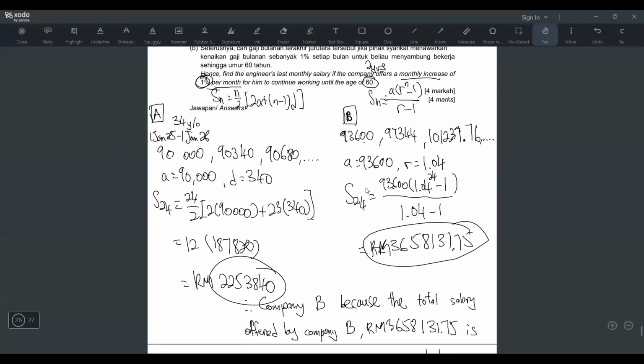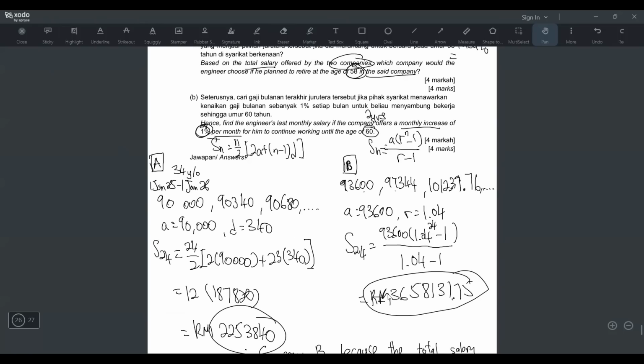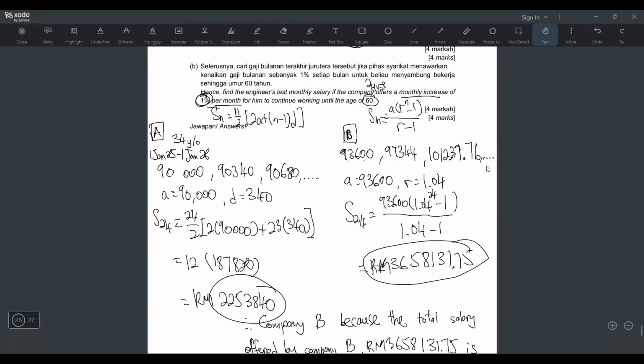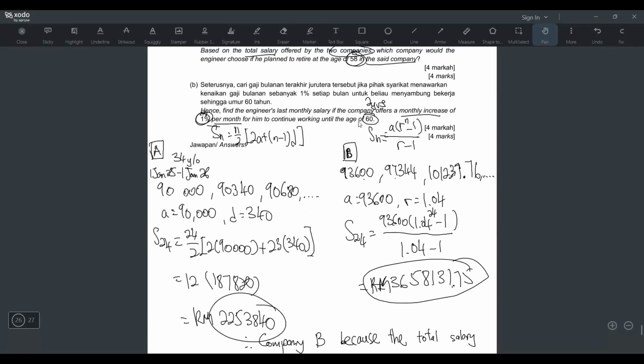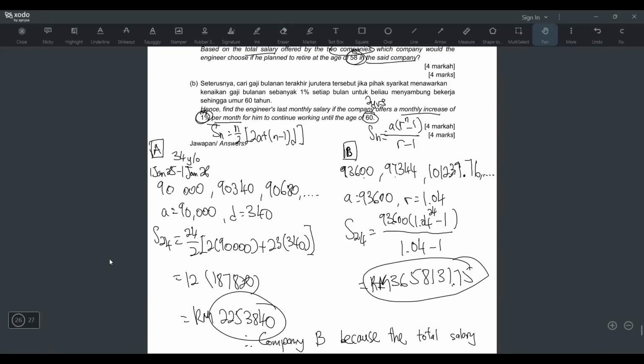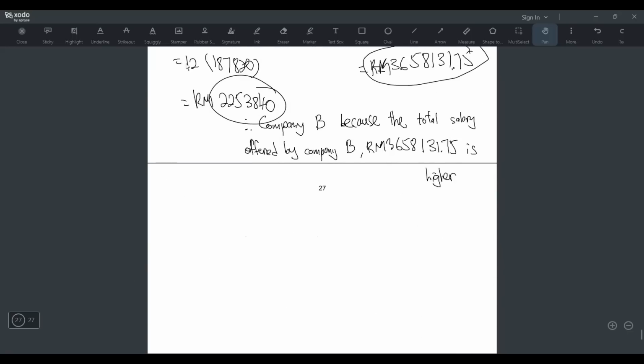Because 24 is when he stopped working. 24 is when he retires, right? That's why when we do A, we find S24, because the 24th year is the last year, when he retires. But now he says he will continue working, right? So my first term will be the yearly salary for the 24th year. So I will find T24 now. So for B, I will find T24.